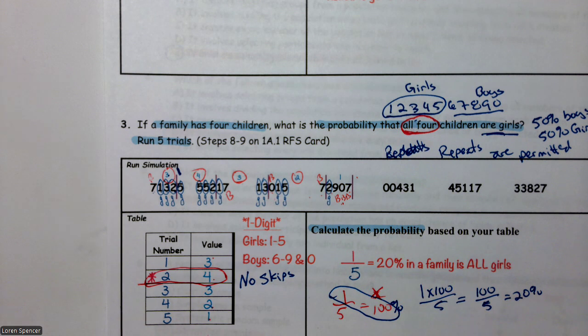All right. So in this case, 20% chance that a family of four would have all girls based on our simulation. All right. So based on our simulation, that's what we'd expect.